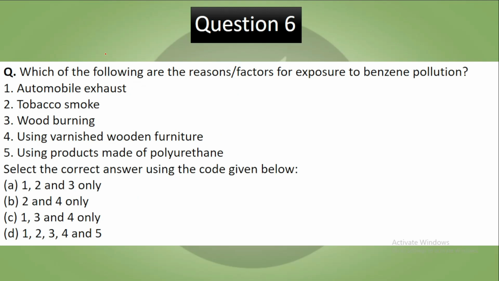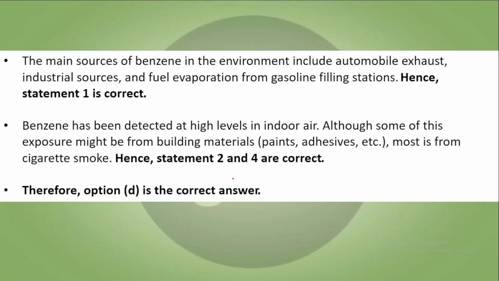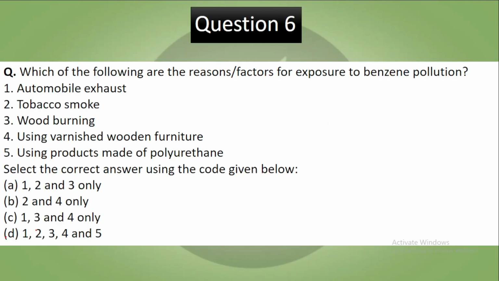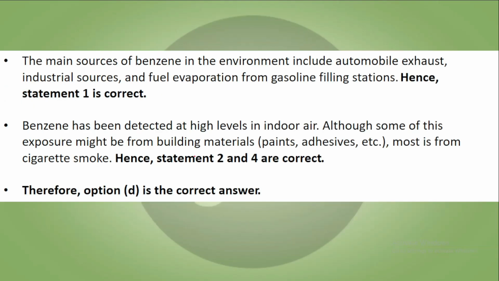क्वेश्चन 6. Which of the following are the reason for exposure to the benzene pollution? Automobile exhaust, tobacco smoke, wood burning, using varnished fuel, using products made from polyurethane. Select the correct answer, use the code given below. Pause the video, try to answer. So the correct answer to this is D. All of the statements are correct, as this pollution is even detected in indoor.